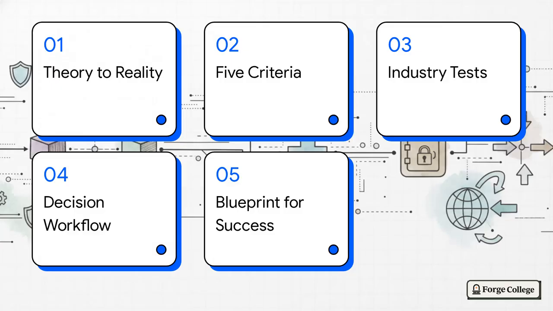Okay, let's dive into this. Here is our master schematic for today. We'll go from theory to reality, define 5 criteria for applicability, run some real-world industry tests, walk through the decision workflow, and finally, build your blueprint for success.